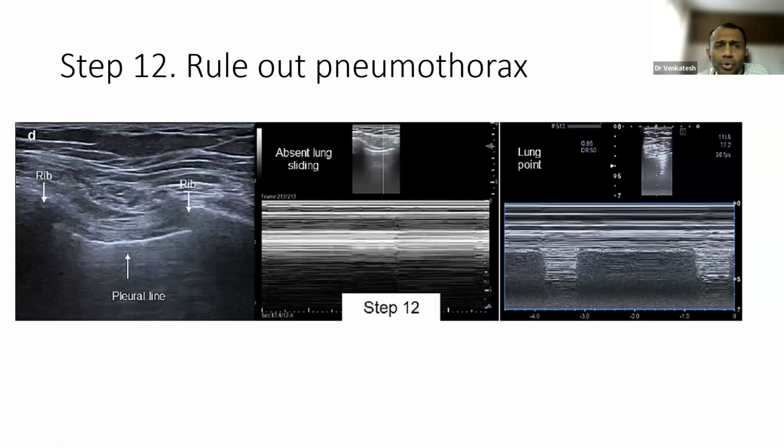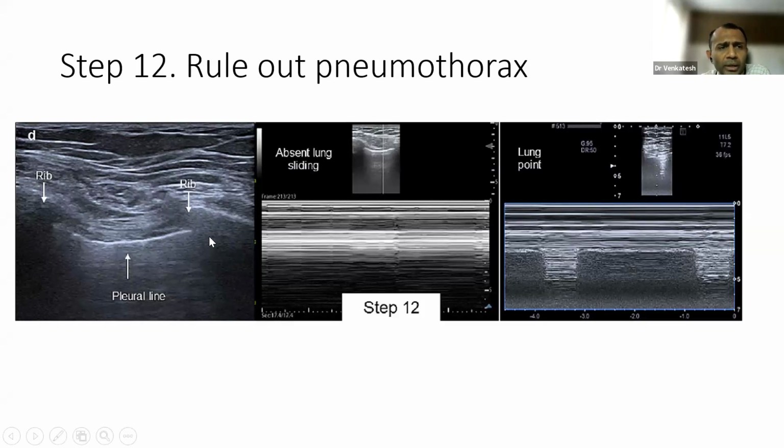The last but most important step is to rule out the pneumothorax. You don't have to wait for X-ray. However, you'll end up doing X-ray, but for various reasons. Even if you are doing it with ultrasound, you can just mention in your notes that pneumothorax is ruled out.